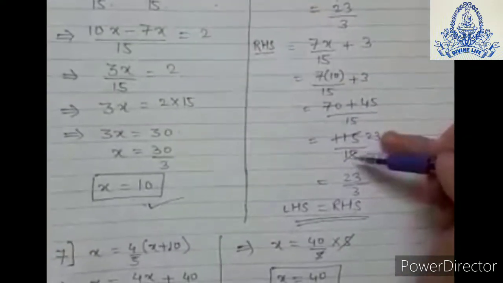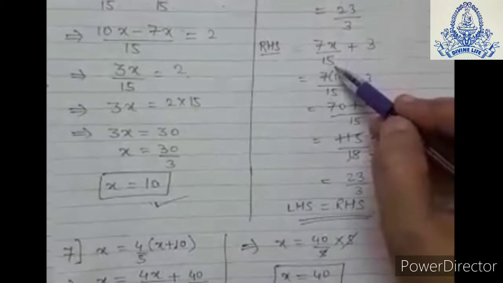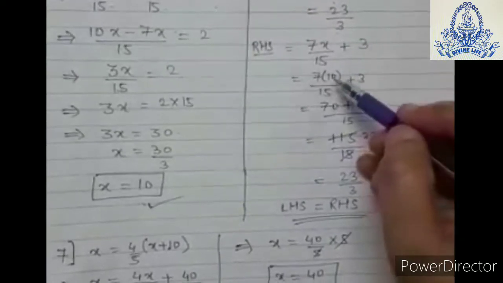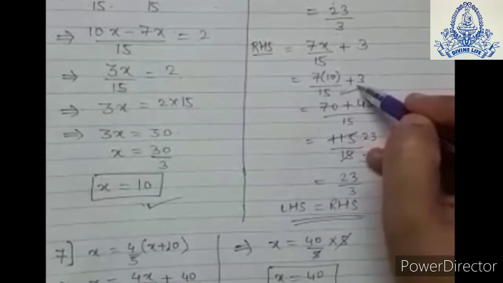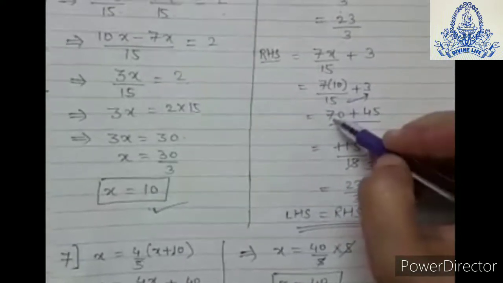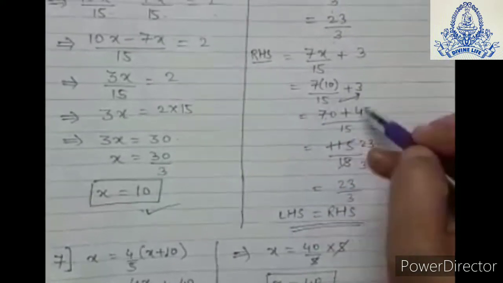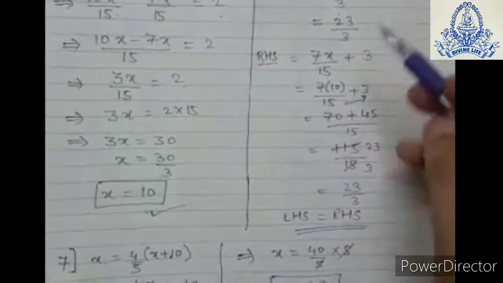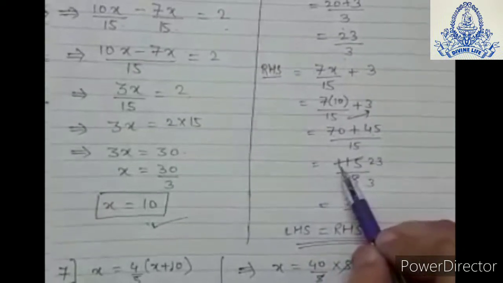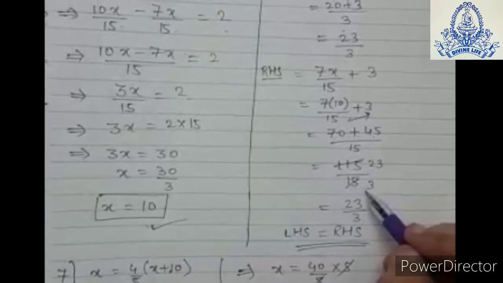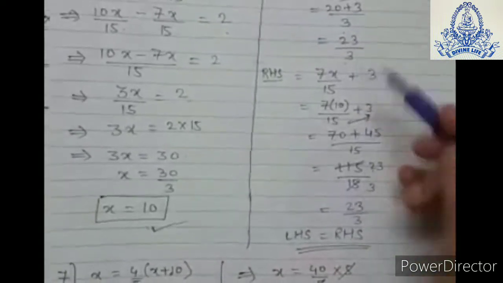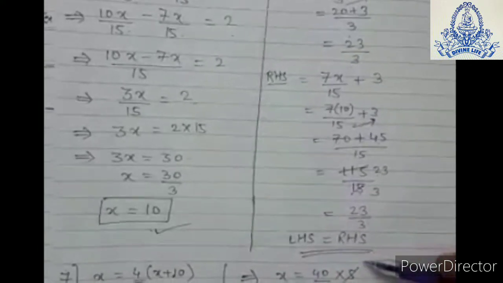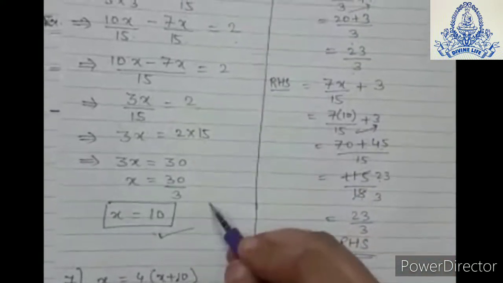Now again put the value of x in RHS. So 7x upon 15 plus 3. 7 into 10 upon 15 plus 3, 70. Now we will multiply this 15 to this 3. So 70 plus 45, 15 3s are 45 upon 15. 70 plus 45 is 115 upon 15. 5 3s are 15, 5 23s are 115, so 23 upon 3. See, this LHS and RHS are equal, means this value is right.